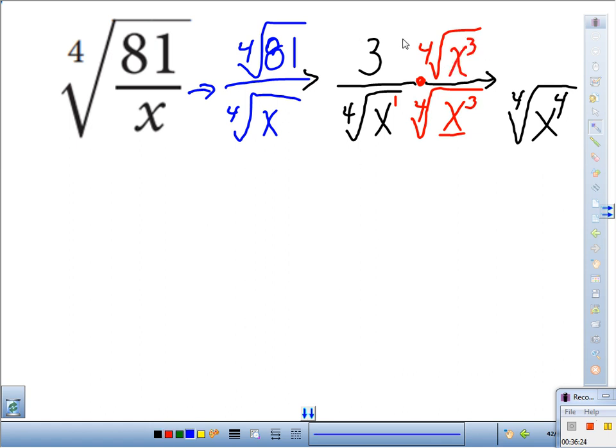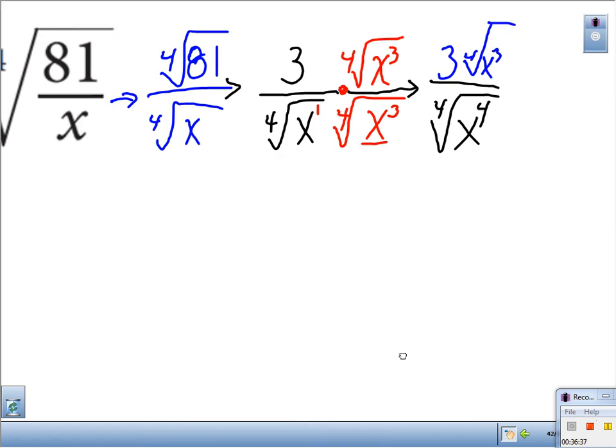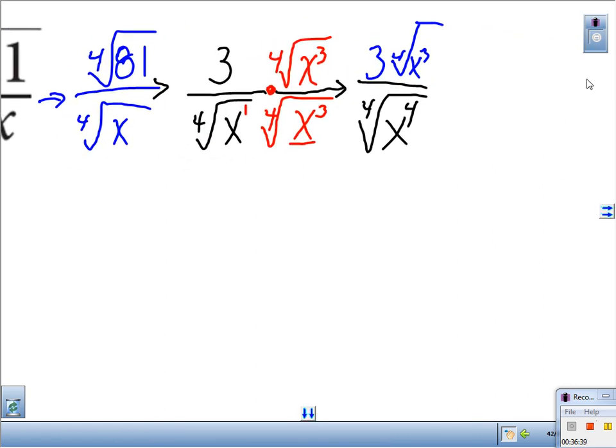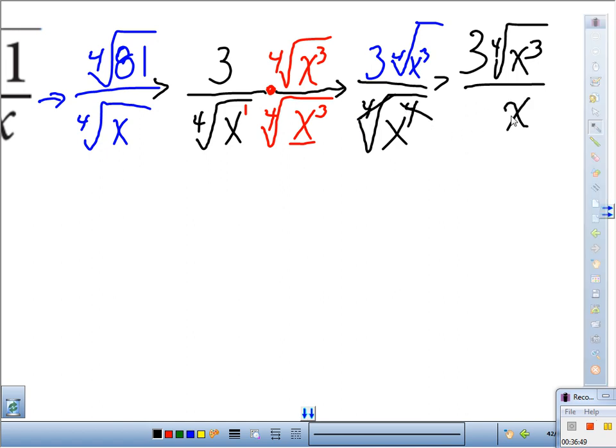So what do we have in the numerator now? 3 fourth root of x to the third. And at the denominator I have fourth root of x to the fourth. So the next step we just simplify. This is 3 fourth root of x to the third. This cancels that, and we're left with x.